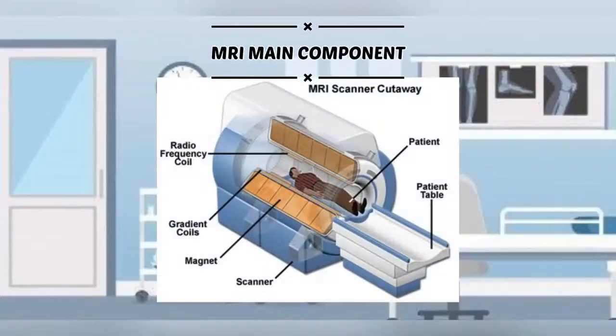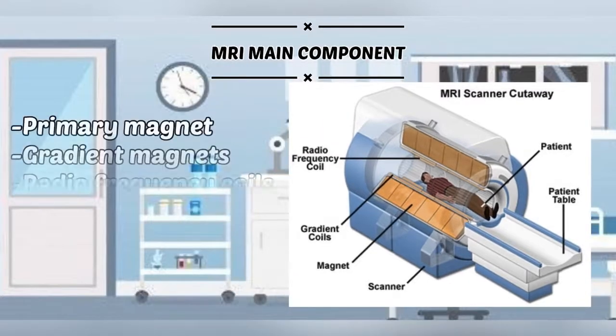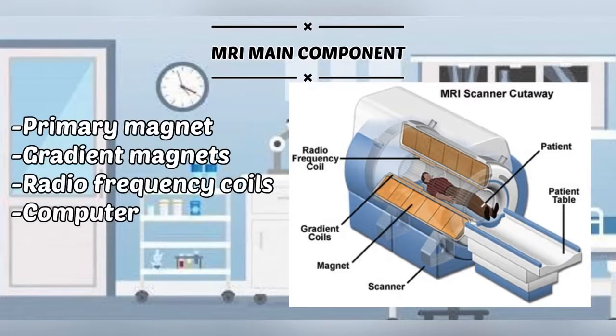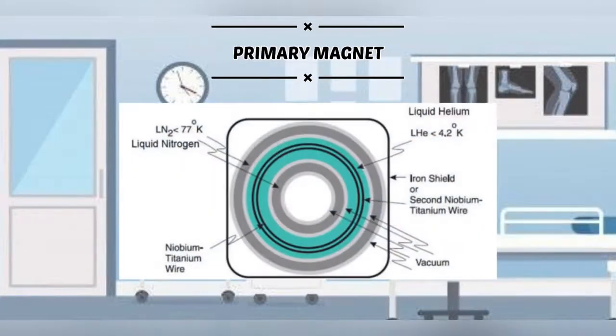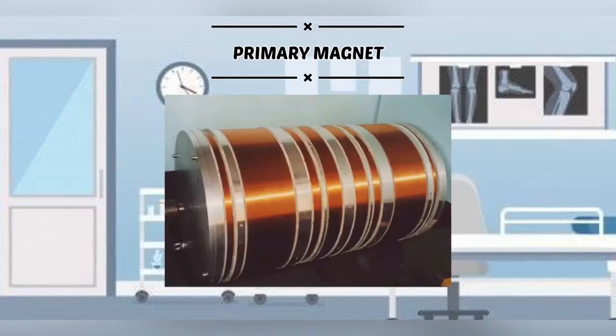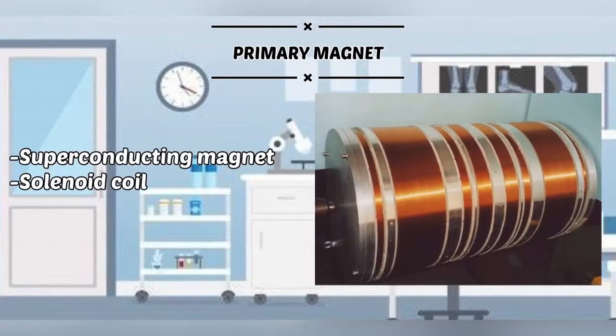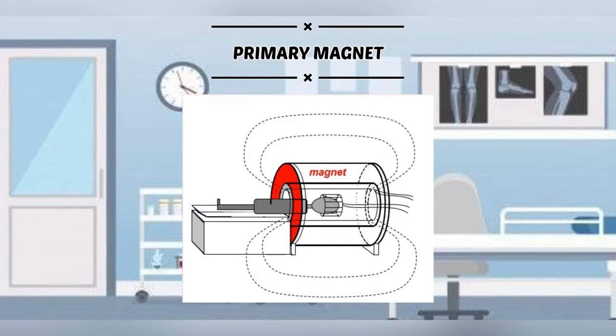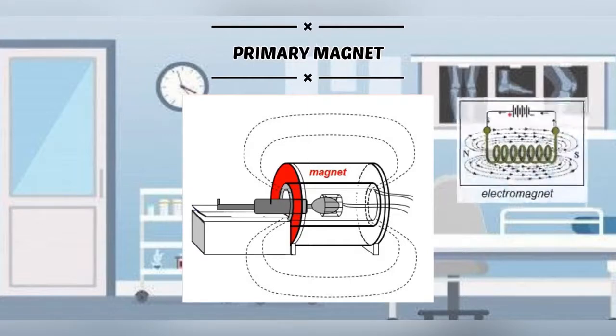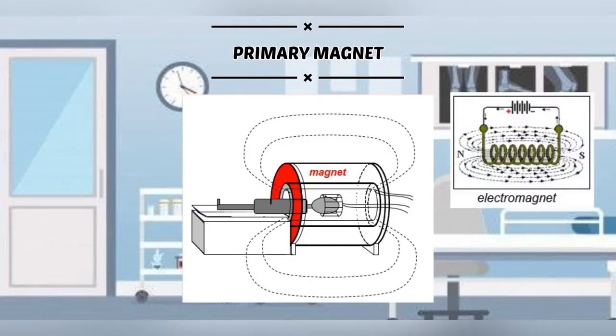The main components of the MRI system include the primary magnet, gradient magnets, radio frequency coils, and the computer. The primary magnet used in MRI is a superconducting magnet. Superconductive MRI magnets use a solenoid-shaped coil. The person to be scanned will be placed into a large magnet. This magnet consists of coils of wire like this schematic of an electromagnet.